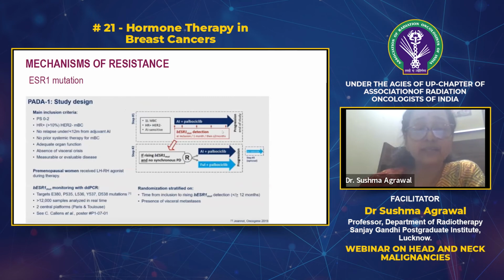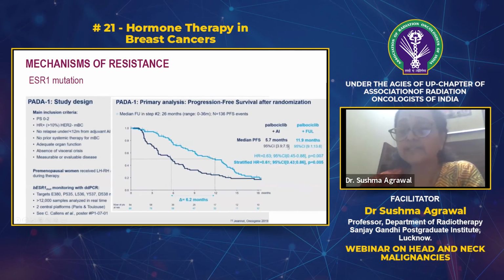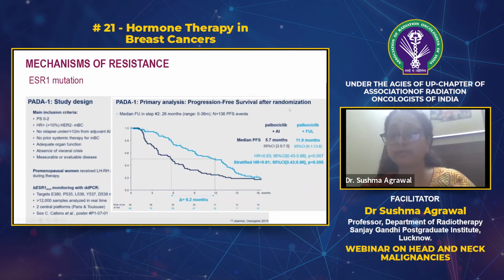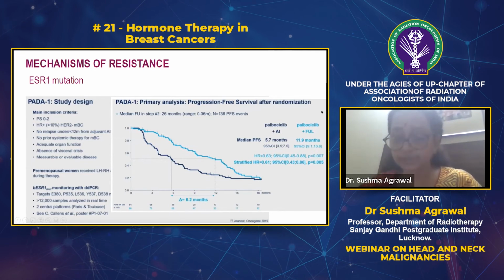So therefore, they did a study where women on AI plus palbociclib, if they started progressing, they randomized them to fulvestrant and palbociclib, or they continued with the same. So what they observed was that there was a further benefit of about 6 months. So 6 months with the standard which they were giving, and it became 12 months PFS if you changed it to fulvestrant. So this is one important thing, and they said that it was because of the development of ESR1 mutation.